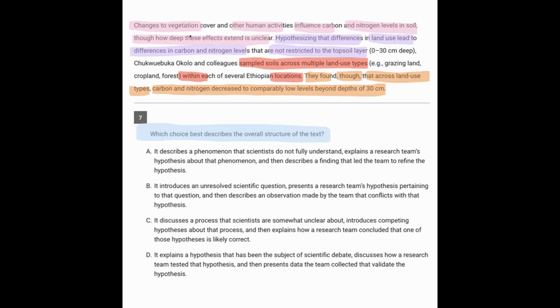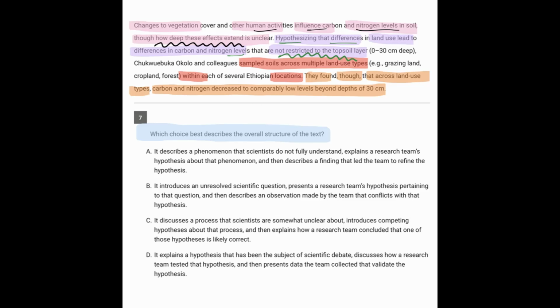So let's start taking this apart. Human activities influence carbon and nitrogen levels, but how deep they extend is something that we need to find out more about. So the hypothesis was that differences in the land use lead to differences in the levels and that they're not restricted to the topsoil layer. So the original belief is that the damage that's being done to the land goes deep into the land. It's not restricted to the top layer. It actually permeates deep within.